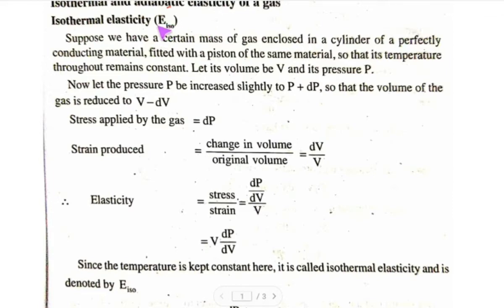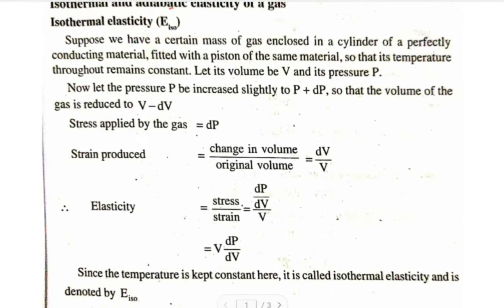So what is meant by isothermal elasticity? Elasticity you may have learned in the properties of matter course. Elasticity can be defined using Hooke's law as the ratio of stress by strain. So what is the stress here? Stress is actually the pressure exerted on the gas. So it is the change in pressure. Here the initial pressure P is increased slightly to P plus dP. So the change in pressure is dP.